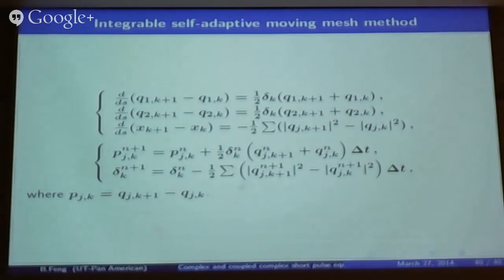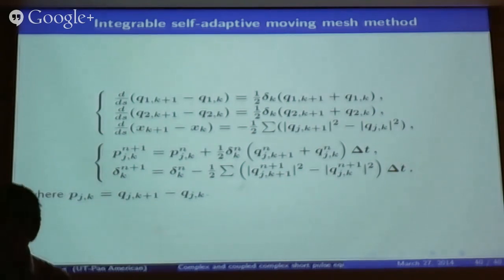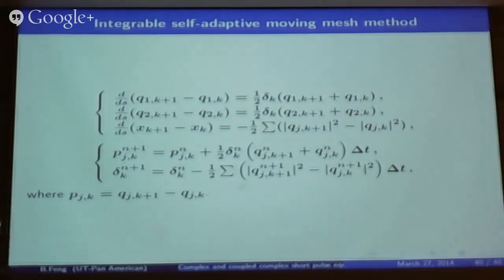This summer, I'm going to Taiwan University, then back to China, and then to Cambridge University in the UK to make presentations. One of the main topics is giving a talk related to the complex short pulse equation and the coupled complex short pulse equation. Hopefully they can accept our model. I think this is our future goal. It is a kind of big project.